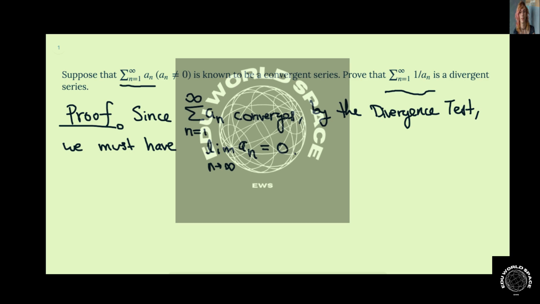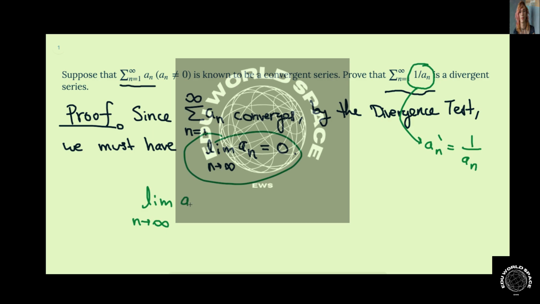However, if we look at our new series over here, let's not call this an because an is already being used. So let's call this an prime equals 1 over an. So an prime is the nth term that's being added in the series. If this limit goes to 0, then the limit as n goes to infinity of an prime, well, we have 1 in the top, but what is that denominator going to? That denominator is going to 0.